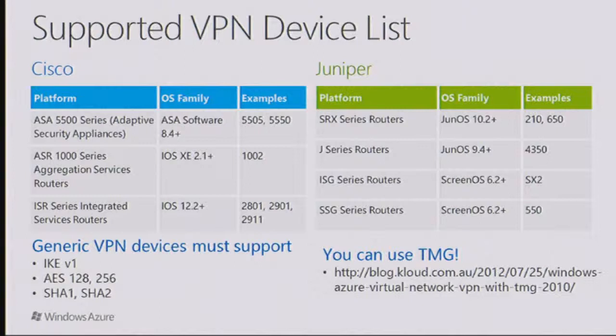As far as the device list is concerned, this is the list. I'm sure the slides will be available afterwards. I've also put in the slides that you can use TMG, and there's a blog here which shows you some very specific setup that you have to do. It's not as simple as installing TMG and hitting the go button. Generic VPN devices need to support these protocols: IKE v1, Internet Key Exchange, Advanced Encryption Standard, and SHA-1 and SHA-2. If you've got any of these devices, you can use a virtual network.